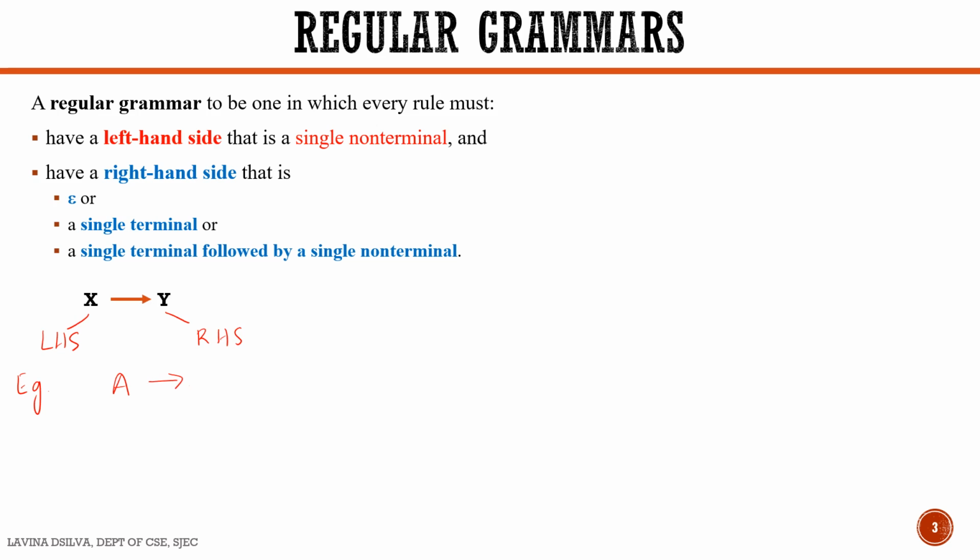So we can take some examples of regular grammars, which can be written as something like A tends to wB. This is a case where a single terminal is followed by a single non-terminal. Or we can have a rule like A tends to w. This is a case where there is only a single terminal on the right-hand side. And then we can have A tends to epsilon. This is a case where we have only an epsilon symbol on the right-hand side, whereas the left-hand side consists of only a single non-terminal.